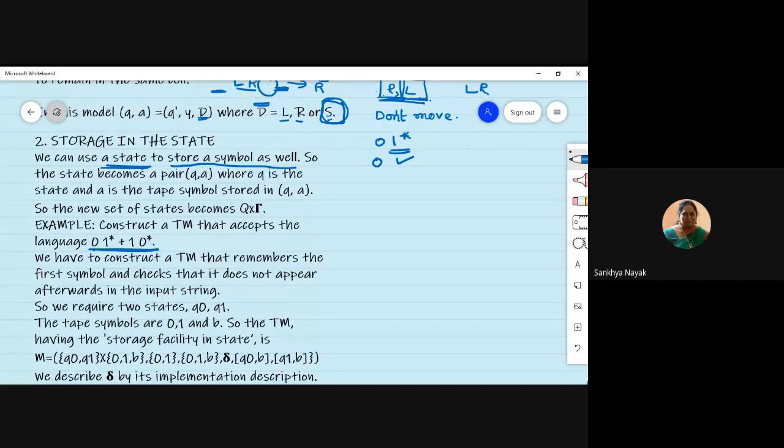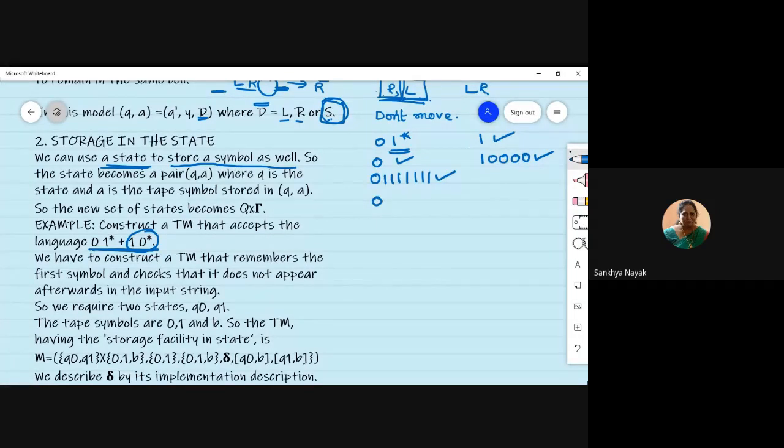No, because this is 1 star, the 1 may or may not be there. If a 0 is there, it can be followed by any number of ones. So these should be accepted. Or you can see 1, 0 star. So just 1 should be accepted, or 1 followed by any number of zeros should also be accepted.